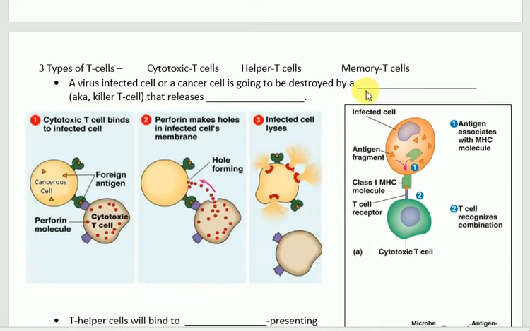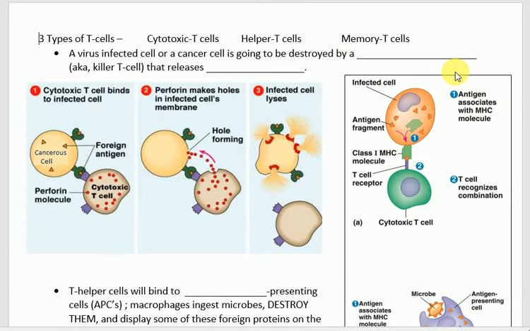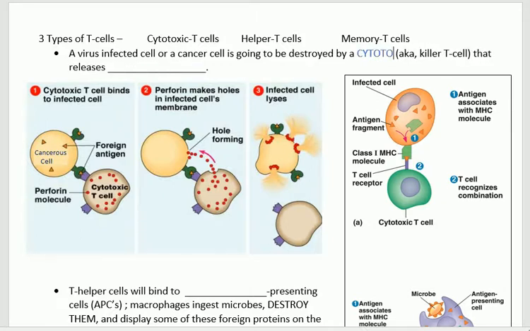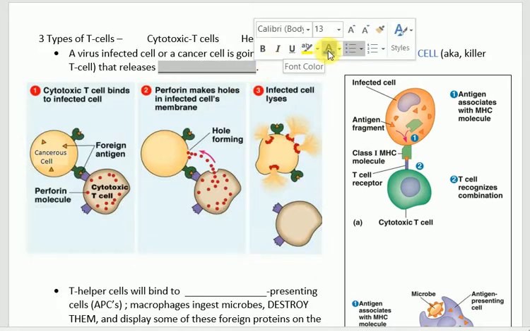So there are three types of the T cells that we are going to discuss: the cytotoxic, the helper, and the memory. So a virus cell or a cancer cell is going to be destroyed by a cytotoxic T cell, also called a killer T cell. And this is going to release what is called perforin.